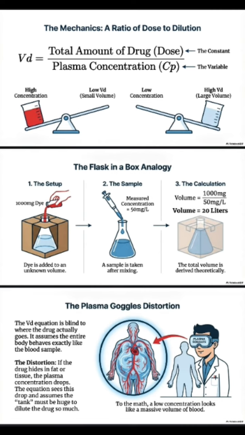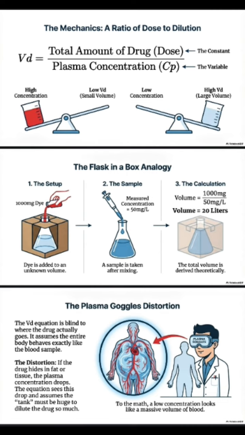Now, this flask in a box analogy basically shows what we are doing with VD. You have a flask in a box, so you don't know the volume, but you took a sample of the liquid in that box after adding dye to it. You found out that the concentration of the dye is, let's say, 50 milligram per liter, and you know the amount of dye you placed in that flask. Let's say you placed 1000 milligram of dye. So you do the calculation and you find that the volume of the fluid inside the flask is around 20 liters. That's basically what we're doing with VD. We'll come back to this analogy in a bit.